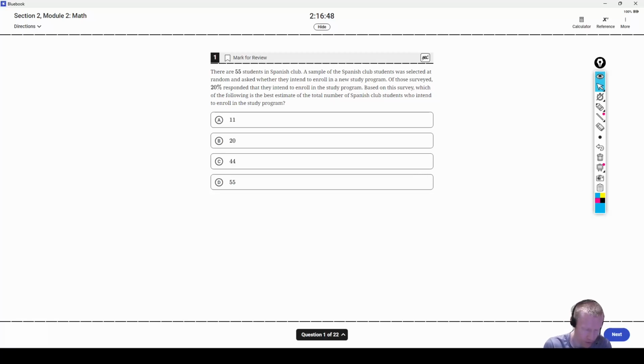All right, so this is again question number 1, math, module 2B of Digital SAT Practice Test 4 from within the Bluebook app. All right, so we have 55 students in a Spanish club. 20% of them intend to enroll in a program. They just want to know what the number of that is. So in other words, they're asking, what is 20% of 55? So it's just 0.20 times 55.